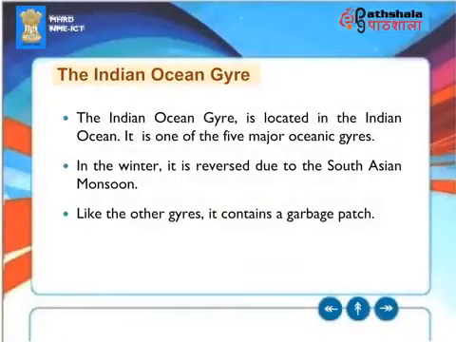The Indian Ocean Gyre. The Indian Ocean Gyre is located in the Indian Ocean. It is one of the 5 major oceanic gyres. In the winter, it is reversed due to the South Asian monsoon. Like the other gyres, it contains a garbage patch.